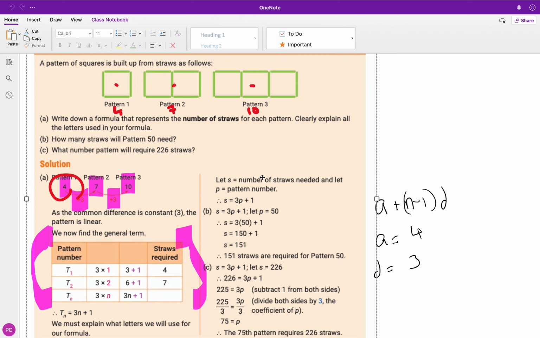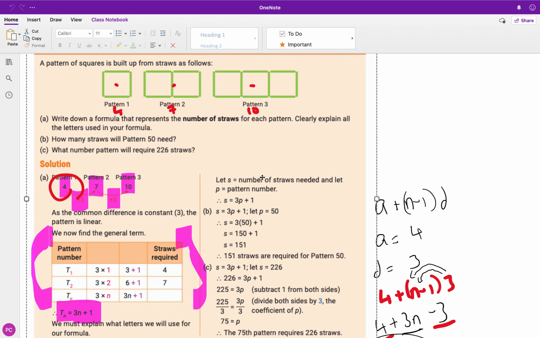So let's see, do we get the same answer as they get down the bottom, 3n plus 1. So we're going to have 4 plus n minus 1 times 3. We're going to multiply the 3 by the n and the 3 by the minus 1. So we're going to end up with 4 plus 3n minus 3. So this is going to work out as 3n, and 4 minus 3 is 1. So there's our answer for part A.